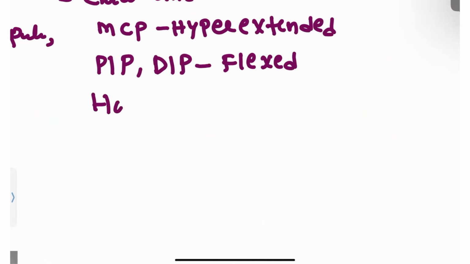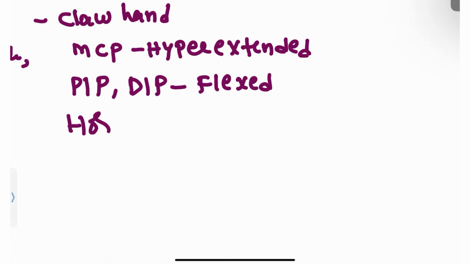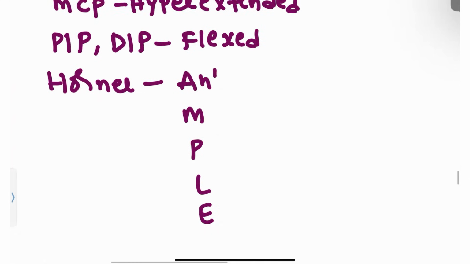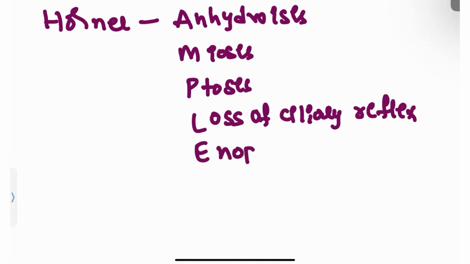Along with that, Horner syndrome, because C8 and T1 also supply the first cervical sympathetic branches. So that's why Horner syndrome is also seen in this patient. How will Horner syndrome present, guys? Remember this as APMLE. What is the mnemonic? Anhydrosis, and miosis, ptosis, and also loss of ciliary reflexes. And along with that, enophthalmos. This is commonly seen in Horner syndrome.